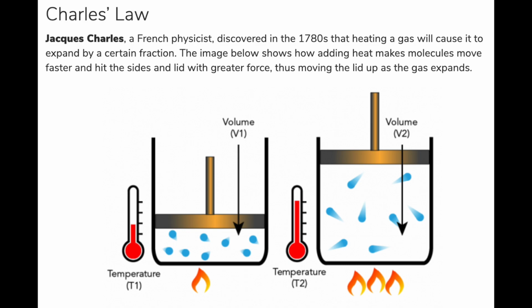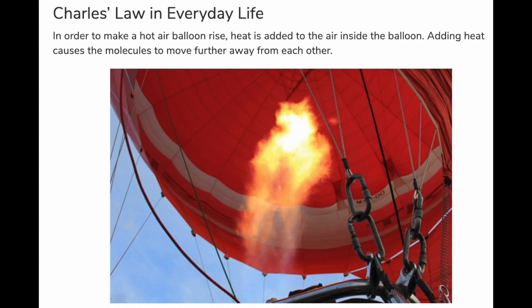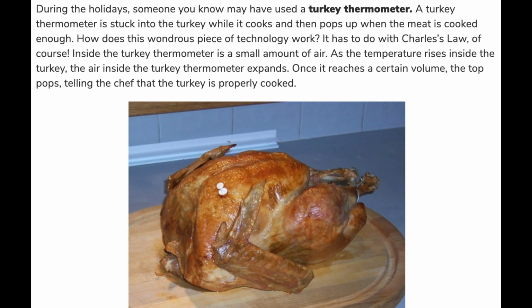Volume affects temperature. If you think about Charles' law in everyday life, this is what makes a hot air balloon rise. Heat is added to the air, and the air molecules move faster and further away from each other and cause it to expand. Also, turkey thermometers work with Charles' law. It has to do with the gases inside the turkey moving around more and causing the thermometer to expand.